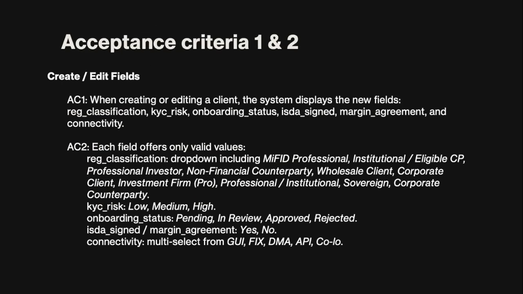Acceptance criteria 1 and 2. So this slide covers our first two acceptance criteria for create/edit fields. AC1 is simply about visibility. When an analyst creates or edits a client, the system must show the 6 new attributes: reg classification, KYC risk, onboarding status, ISDA signed, margin agreement, and connectivity. AC2 locks down data quality with strict pick lists.